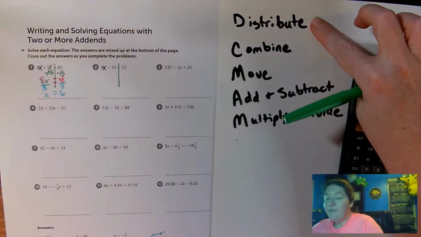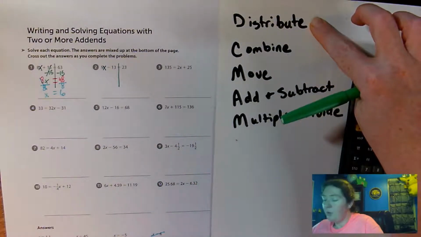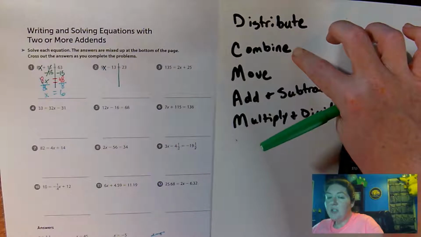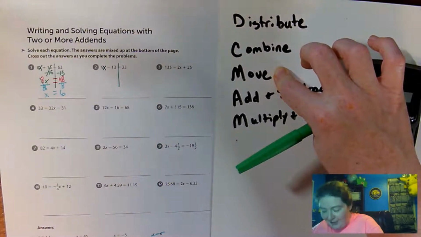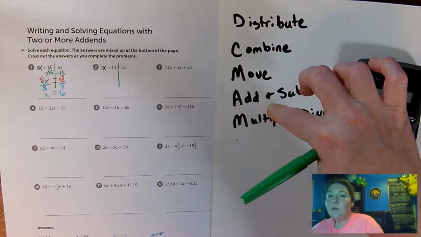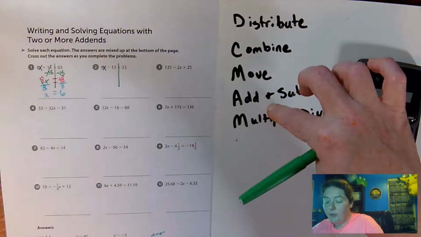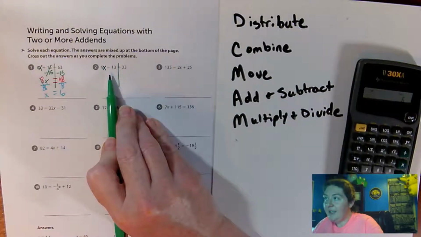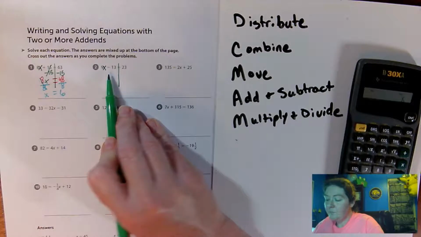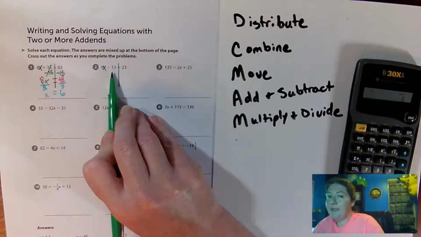Do I have anything to distribute? Nope. Do I have any like terms to combine? Nope. Do I have anything to move? Nope, we haven't done that yet. Do I have any addition and subtraction to do on the side with the variable? Yes, I do. I have a negative 13. How do I undo negative 13?